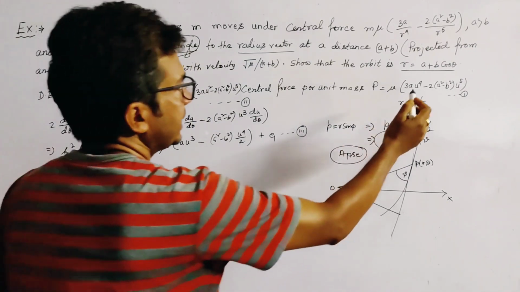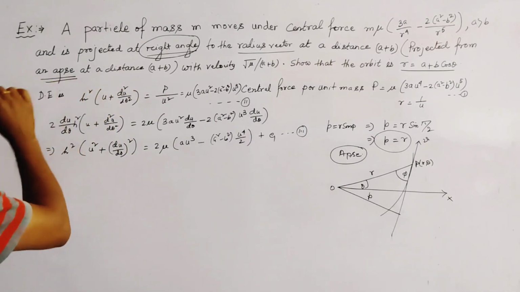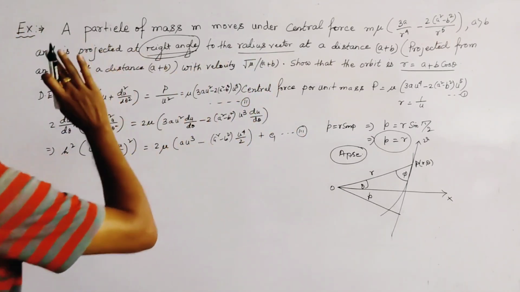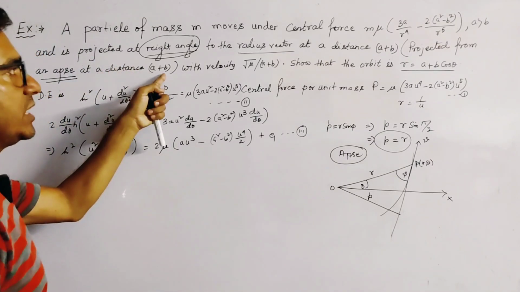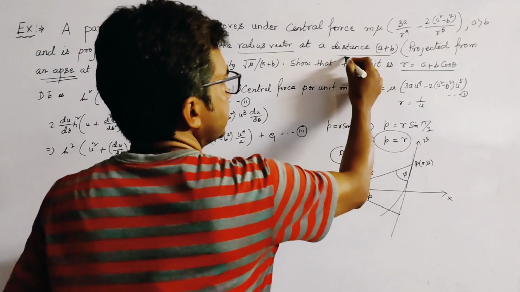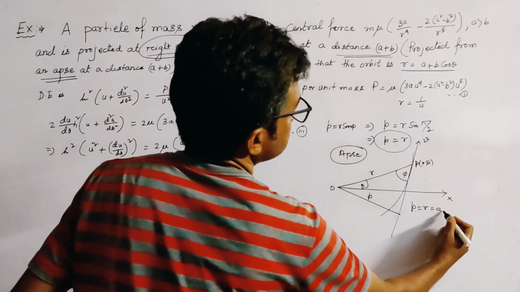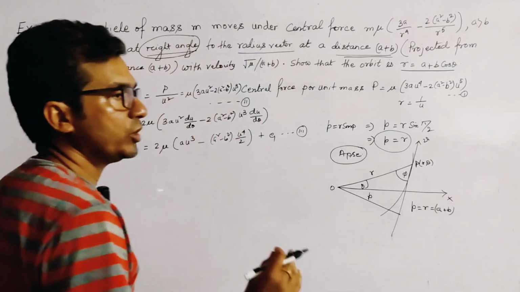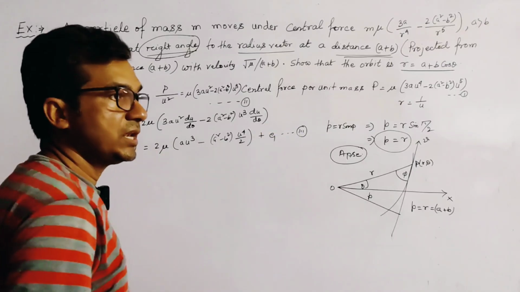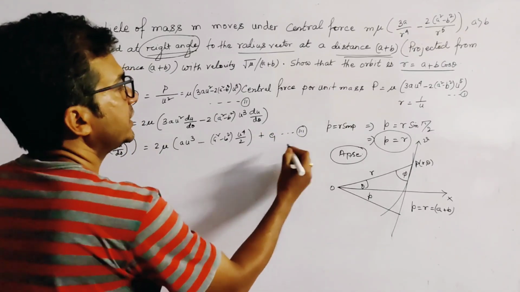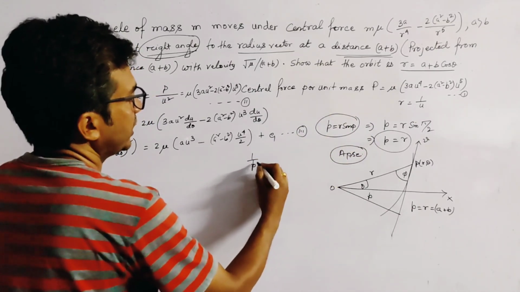So we say here projected from an apse at a distance, and these two expressions have the same meaning. Here it is said that the distance is a plus b. So we get P equal to r equal to a plus b at the point of projection.